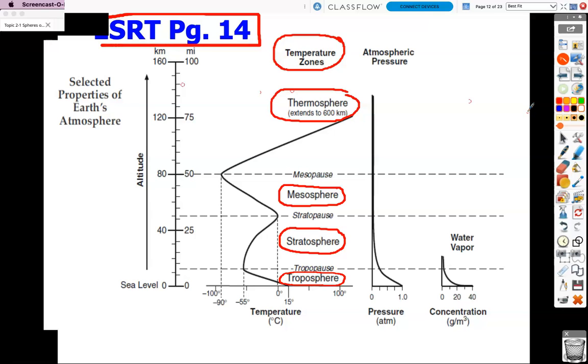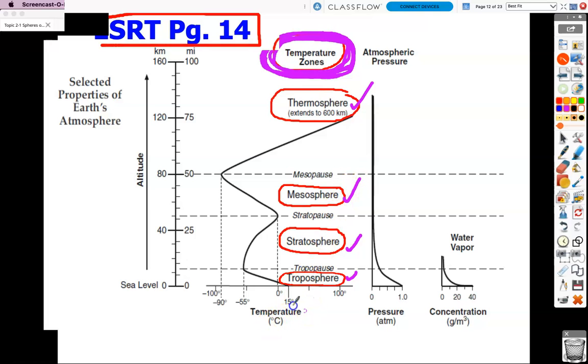Okay, hopefully you did that. And so if you have your ESRT out, here's temperature zones. Let me use a different color. Way up here at the top, there's the term temperature zones, which kids always miss. They say, Mr. Rocco, I don't know what they're talking about. Temperature zones? What temperature zones? There's 4 of them: troposphere, stratosphere, mesosphere, thermosphere. Those are the 4 temperature zones.